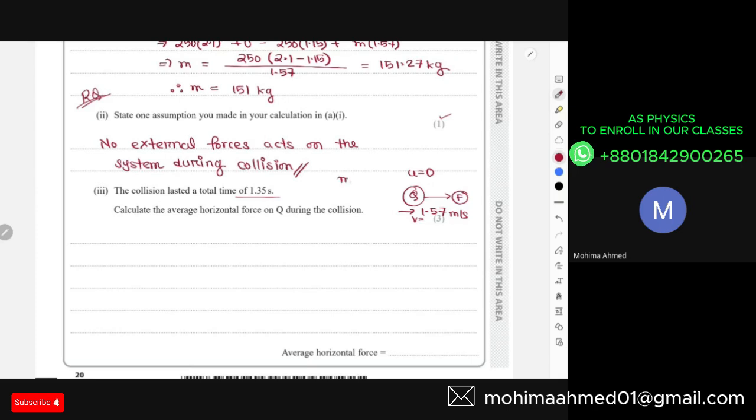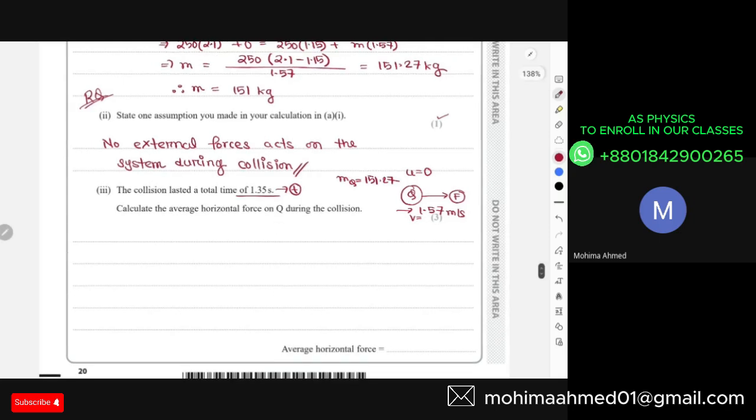The mass of Q was also calculated, 151.27, right? Now, the collision lasted for this much time. Calculate the average horizontal force. Yes, over here, we cannot use impulse. For those of you who have M1, most of you will continue to use impulse over here, but we cannot use impulse because impulse is not a part of your Unit 1 physics, by the way. I should write this down. Do not use impulse. I have to use a derivation here, okay?